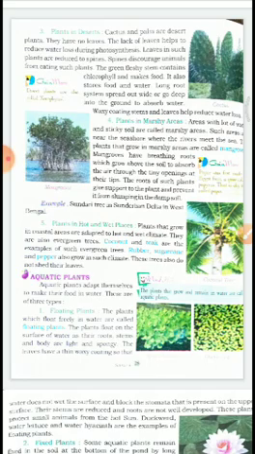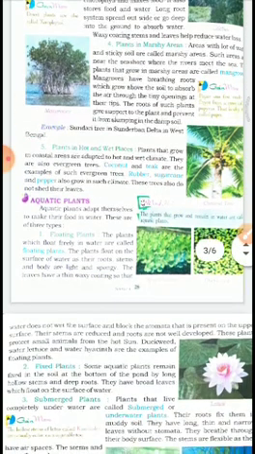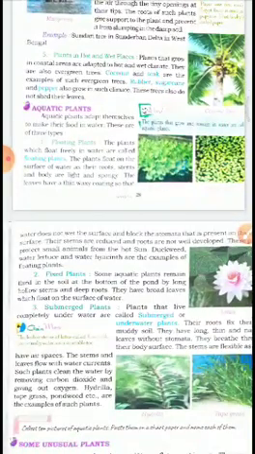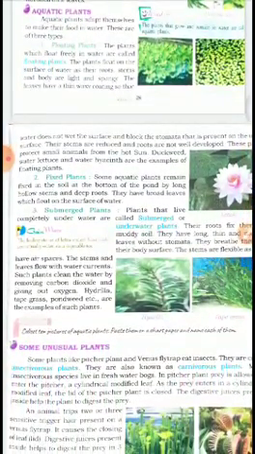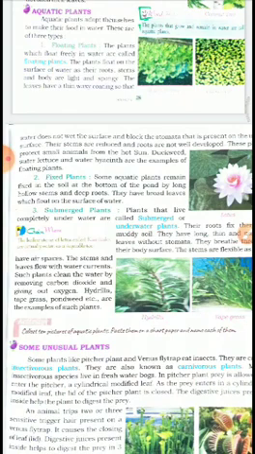So now we move to the other important part, which is aquatic plants. Aqua means water, so these plants are found in water. Aquatic plants adapt themselves to make their food in water. These are of three types. First is floating plants. The plants which float freely in water are called floating plants.